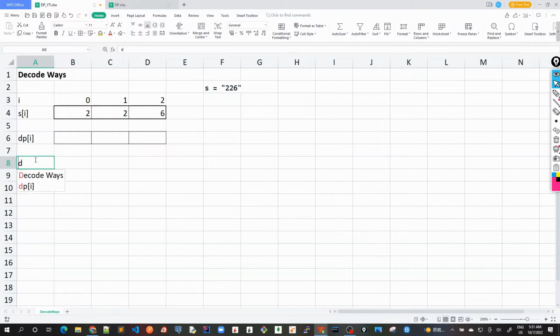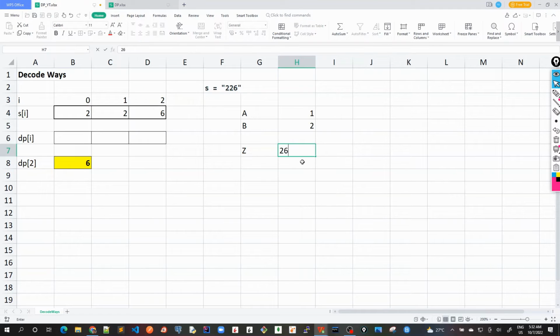So let's start with dp of 2, our first base case. If we are given just one individual digit, only 6, it means that there is only one way we can decode it into the letter that is mapped to it. Because as you remember, the whole idea is that it starts from A, B until Z, and each of them maps to 1, 2, and so on, until 26.